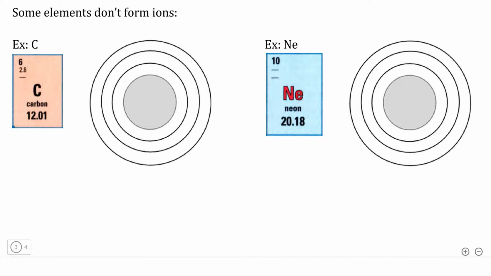In the final video in this series, we're going to look at two situations in which we have elements that do not form ions at all. The first of which is the element carbon. So we're going to take a quick second to construct the Bohr-Rutherford diagram, and once again, at this point, all of this should be second nature.